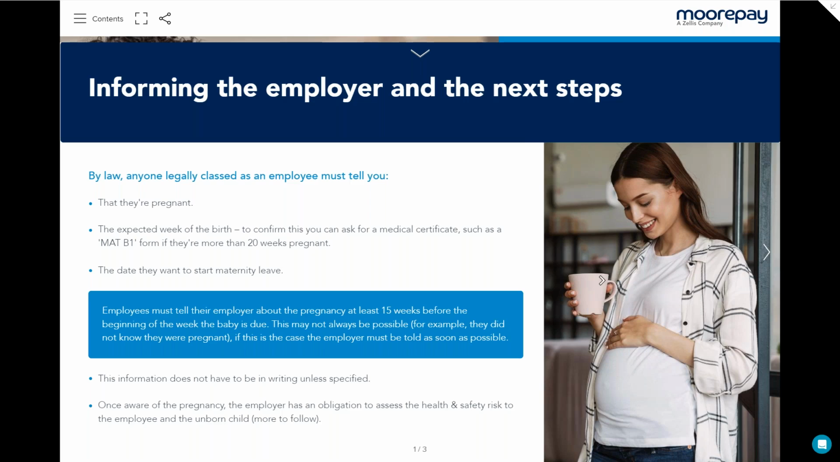They also, to be entitled to maternity leave, have to apply for it. So they have to tell you the date when they want to go on maternity leave. You know, some people leave it late, some people want to go early.